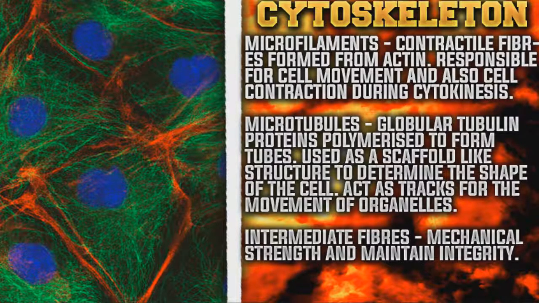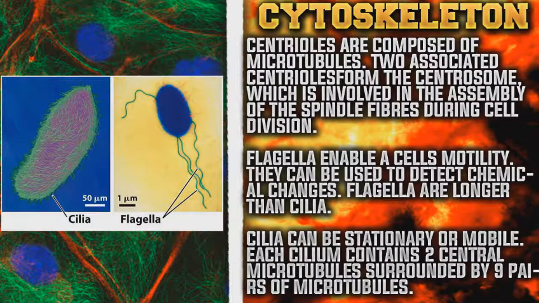Right, the final part of the cytoskeleton is the intermediate fibers. These fibers give mechanical strength to cells and help them to maintain their integrity. Next thing we're going to have a look at is the centrioles. These are composed of microtubules. There are two associated centrioles to form a centrosome, which is involved in the assembly of the spindle fibers during cell division.